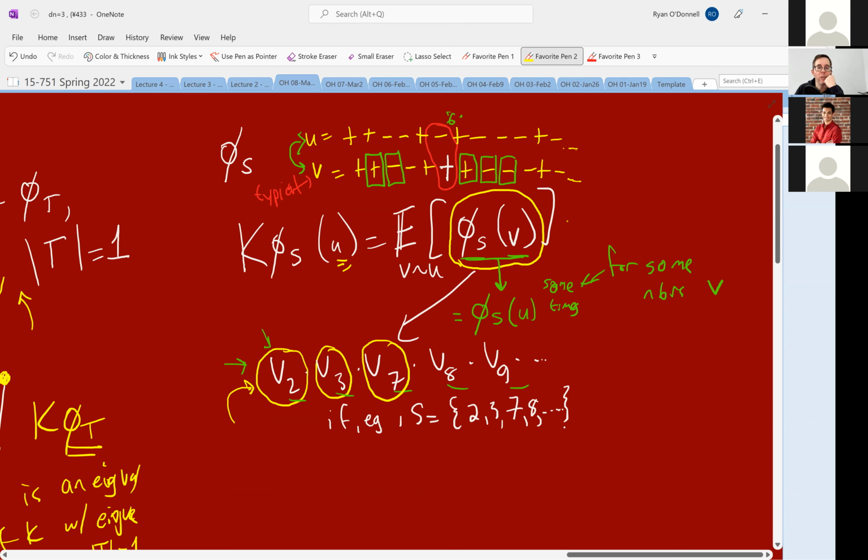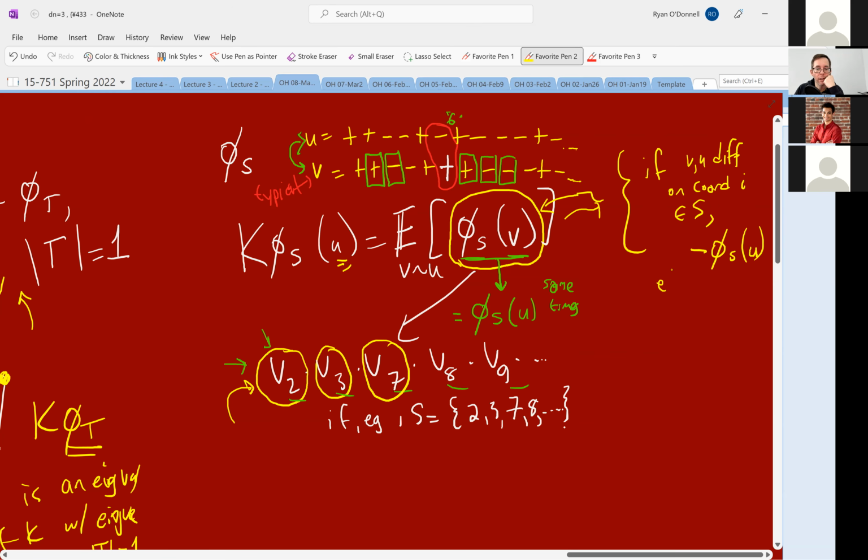Yeah, exactly. So you'll see, indeed, if V and U differ on coordinate I that's in S, then what goes inside the brackets? Negation of phi, right, you're getting minus phi S U. Else, if I is not in S, you're counting plus phi S U.